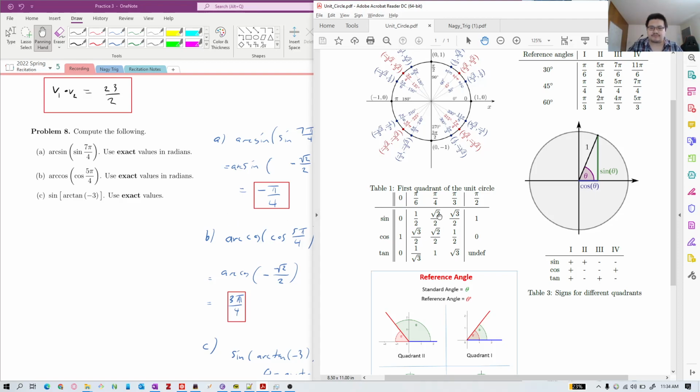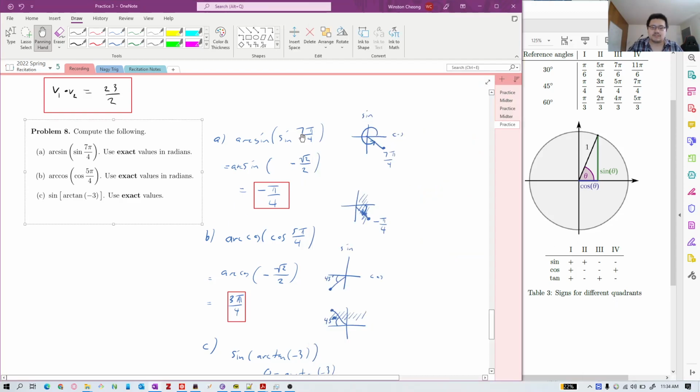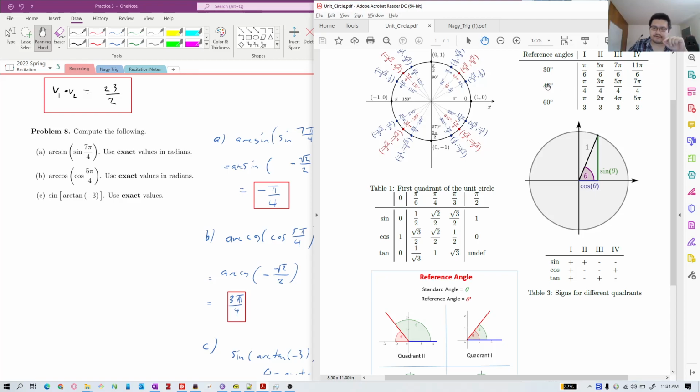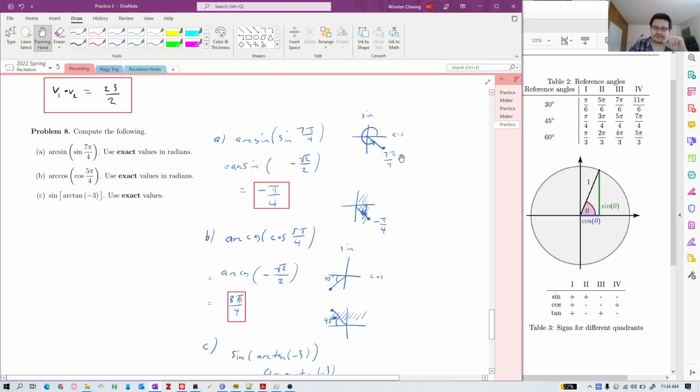So cosine at pi over 4 is root 2 over 2, and sine at pi over 4 is root 2 over 2. But then we need to consider the quadrant to figure out whether it's plus or minus. You can look at it from this row in this second table. 7 pi over 4 is actually a 45-degree angle in the fourth quadrant, which is why I've drawn it here. And I've labeled cosine and sine.